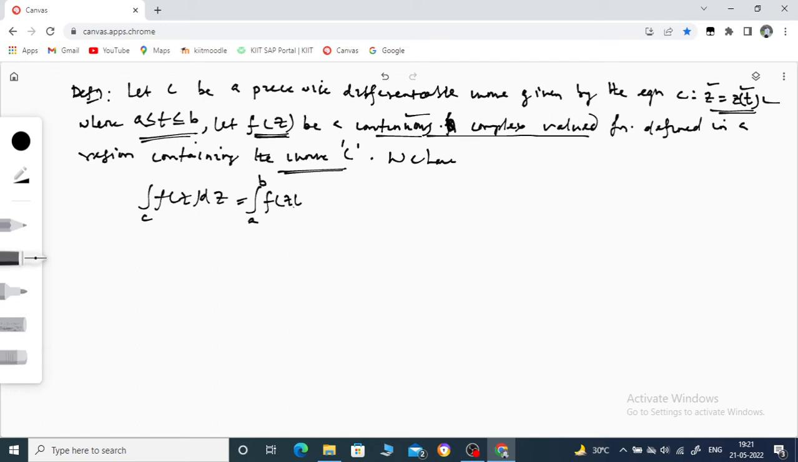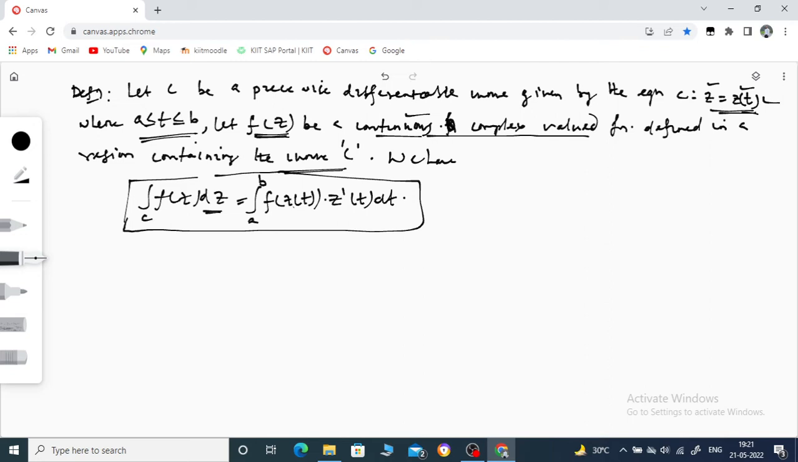Then dz, since z is a function of t, means z dash t dt, just like the chain rule. So this is the line integral, or the integration over a curve C. Integration over C of f of z dz is equal to integration from a to b of f of z of t times z dash t dt. Okay, so now I will see a small example.